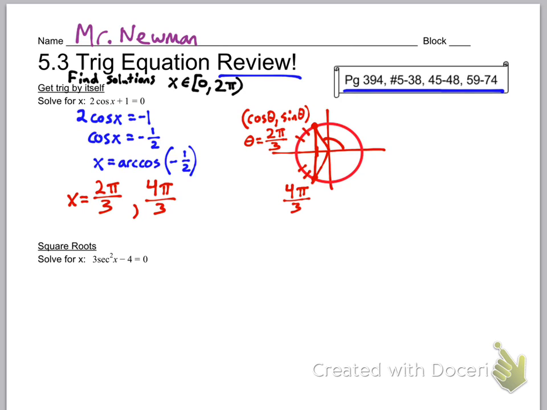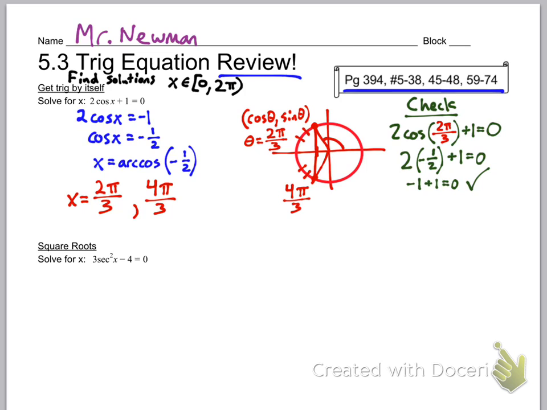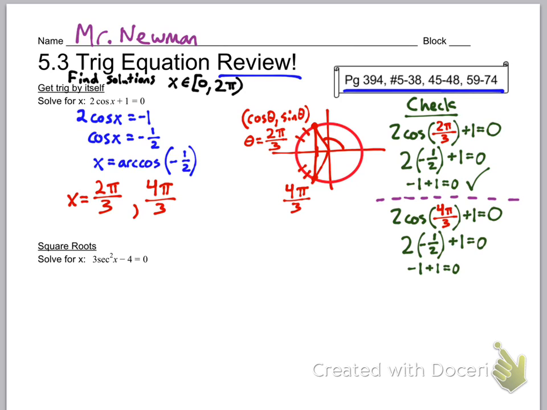Now remember, it's always a good idea to check your answer, so I'm going to do that for both of these. The way you check it is you plug it back into the original equation. I'm going to start with 2 pi over 3. When you plug that in, we know that cosine of 2 pi over 3 is -1/2. We just did it. And when you do that, notice 2 times -1/2 is -1, and -1 plus 1 is 0, so that checks out. Let's try the same thing now for 4 pi over 3. We plug that in. We also know that cosine of 4 pi over 3 is -1/2, so the same thing happens. So those two are our solutions between 0 and 2 pi.